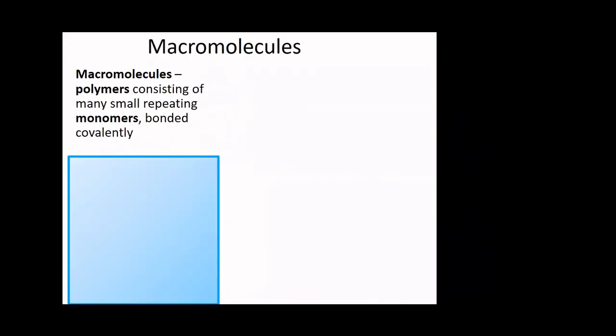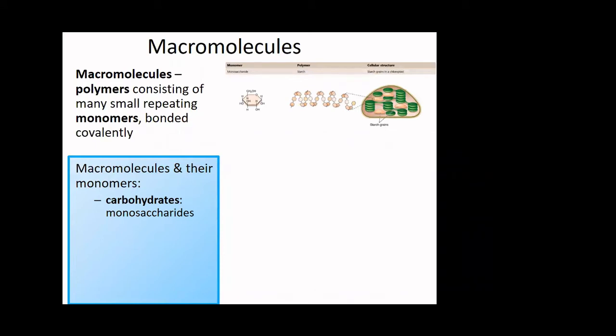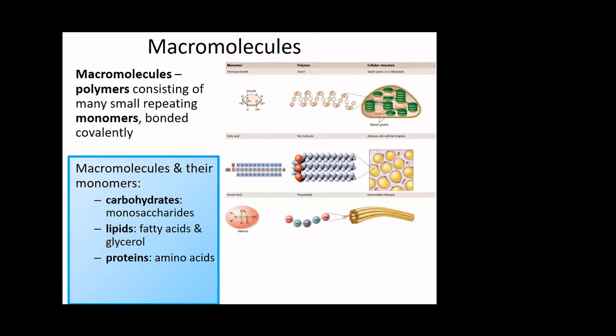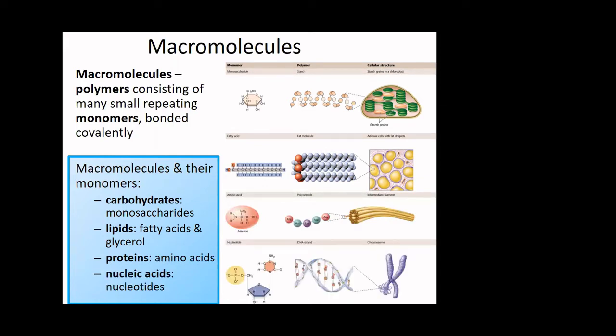Okay. All right. So what our focus is going to be are macromolecules, which are polymers made of little units that are repeated over and over again. Those little units are called monomers. So we have carbohydrates that are made up of monosaccharides. We have lipids that are made of fatty acids and glycerol. We have proteins that are made of amino acids. And we have nucleic acids that are made of nucleotides, like in our DNA. Okay? Carbohydrates, lipids, proteins, and nucleic acids are our 4 macromolecules in biology.